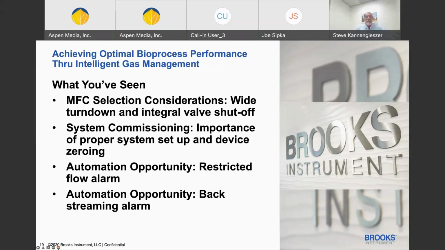All right, at this point, we've touched on a range of subjects to help you select and commission your MFC. We've also shared a couple of examples of how the mass flow controller advanced diagnostics and deeper automation might be integrated into your bioreactor system.